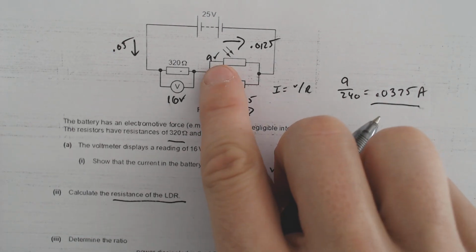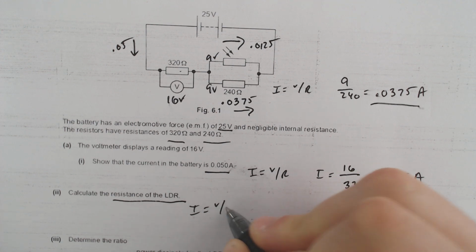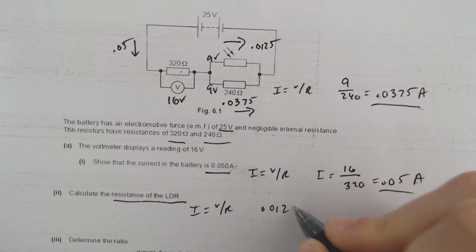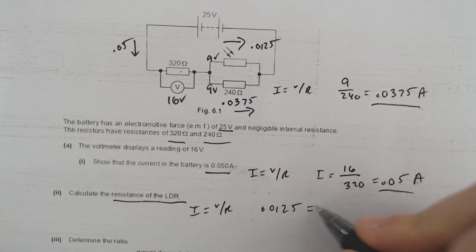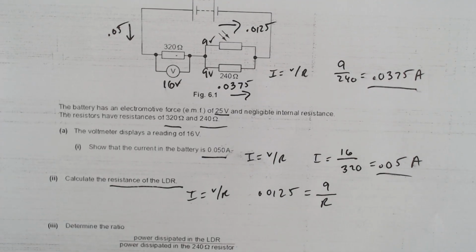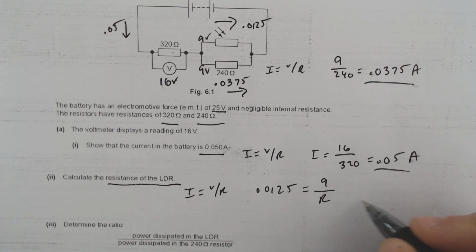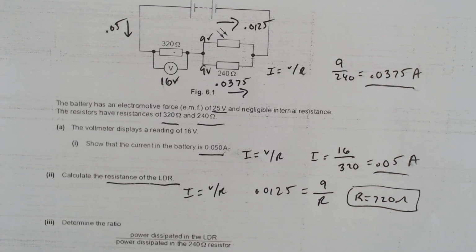Now that we know the voltage and the current of the LDR, I is equal to V over R. 0.0125 is the current going through the LDR, that one up top. The voltage is 9. The resistance can be calculated by just dividing. 9 divided by 0.0125 gives us a resistance of 720 ohms. All right.